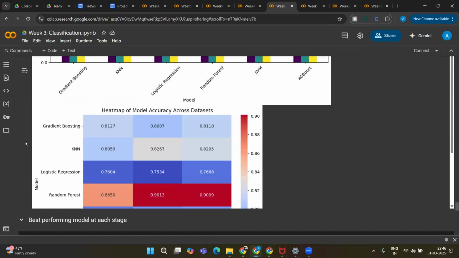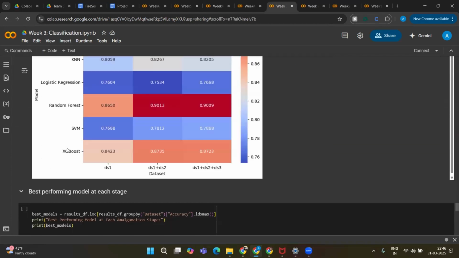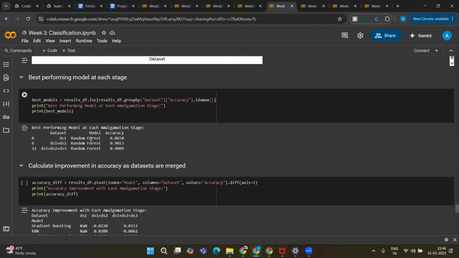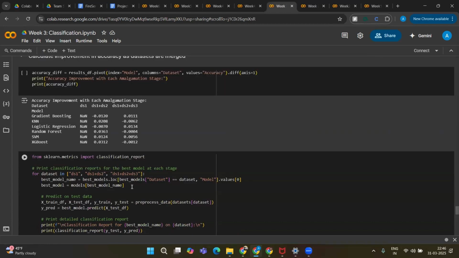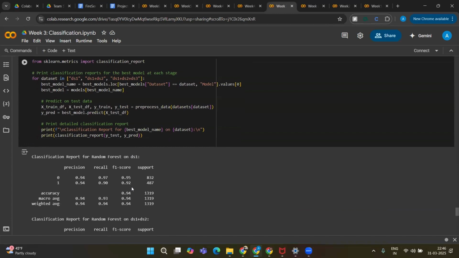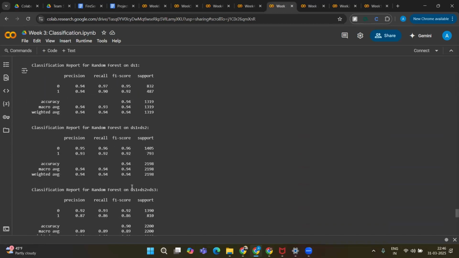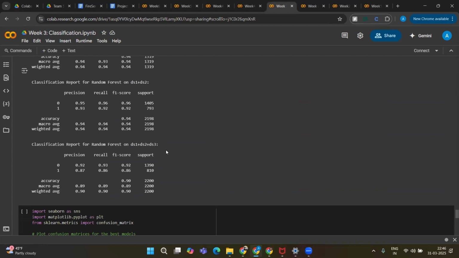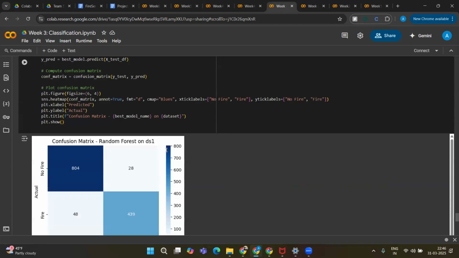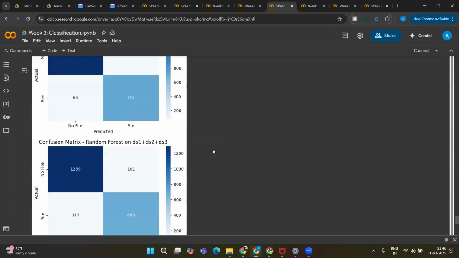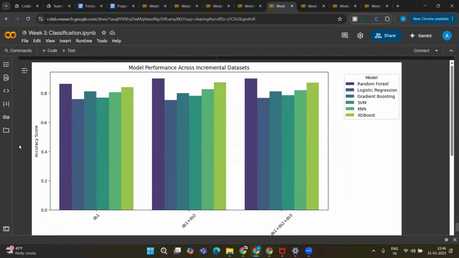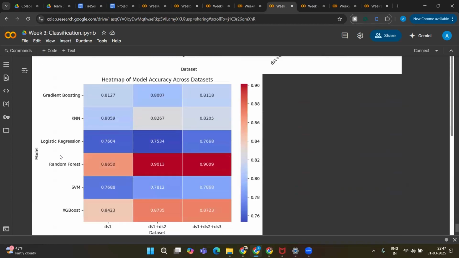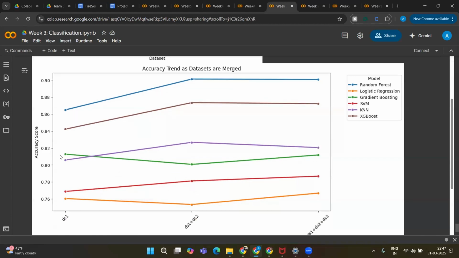And then we've also calculated the best performing model at each amalgamation stage, which has always been random forest, and also calculated the accuracy improvement with each amalgamation stage. And then we've also visualized our classification report for random forest on all the datasets, for all stages of the datasets, and also plotted some confusion matrices, and also calculated model performance with more visualizations, and also printed a heat map, and the accuracy trend as datasets were merged.